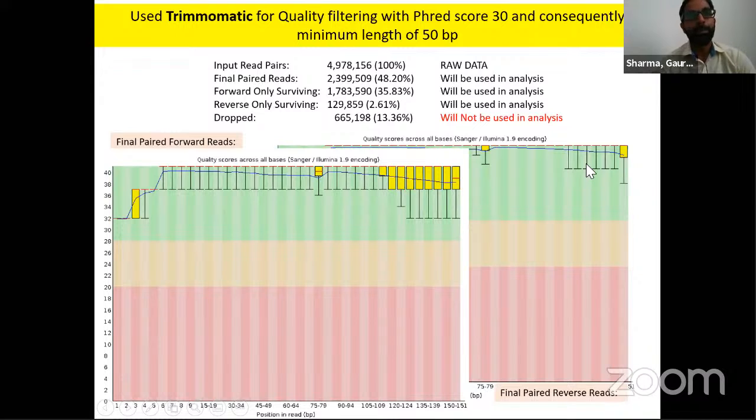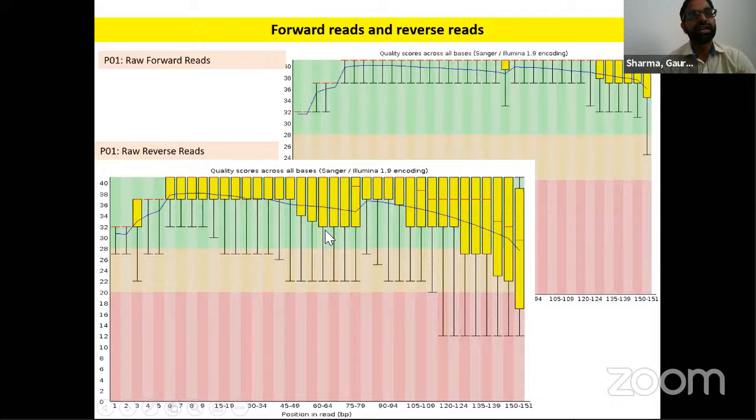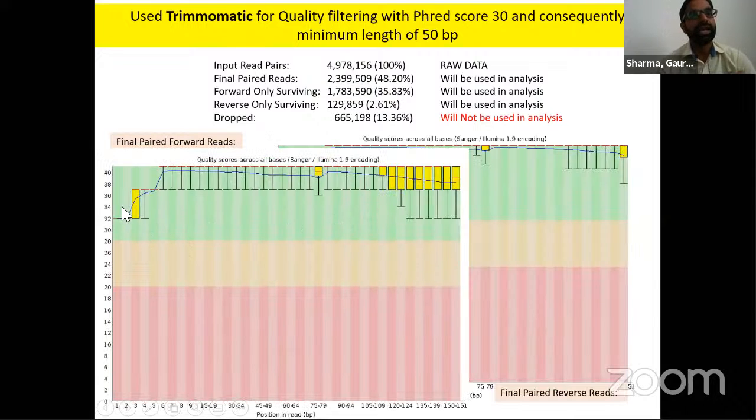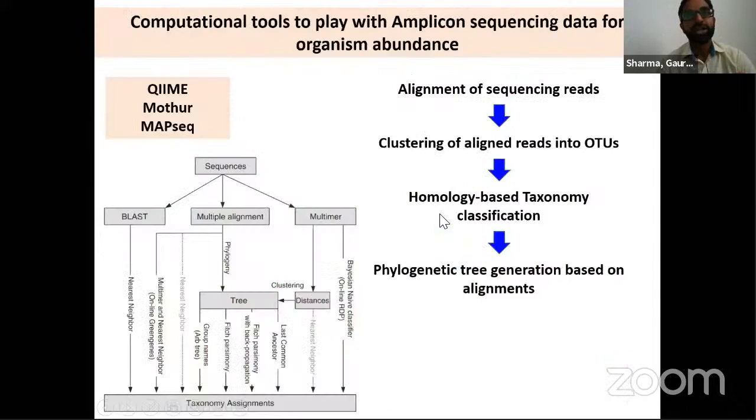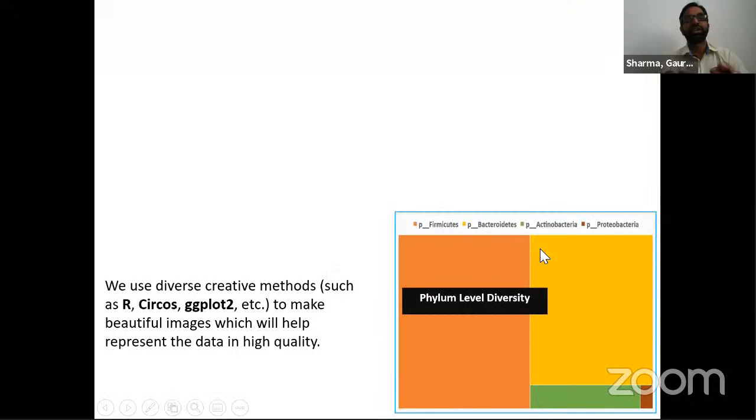If you compare the second figure with this second figure, you will find that all the reads which were of low quality have been removed here. Now we have very high quality reads. Once we have these reads, we will align them into OTUs, and we will do homology based taxonomy, and we will generate phylogenetic trees and abundance tables. Once we have those abundance tables, we can use different methods like R, Circos, or ggplot to create figures and suggest which kind of organisms are present there.